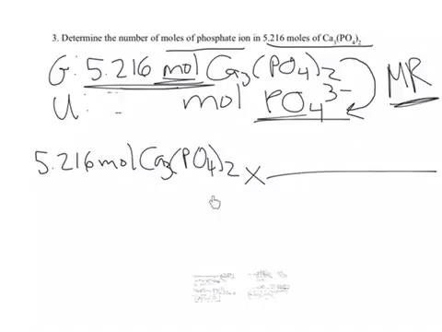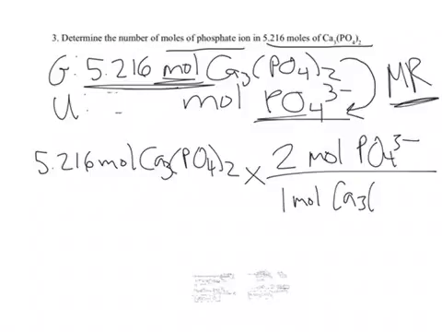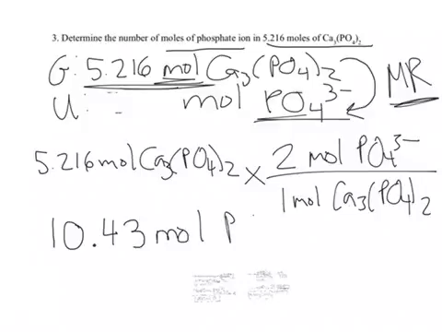In one calcium phosphate, we have 2 phosphate ions. So 2 moles of PO4, 3 minus, in 1 mole of the whole compound. We do our math. We do 5.216 times 2 and get our answer, which is 10.43 moles of PO4, 3 minus. All right, that's it.